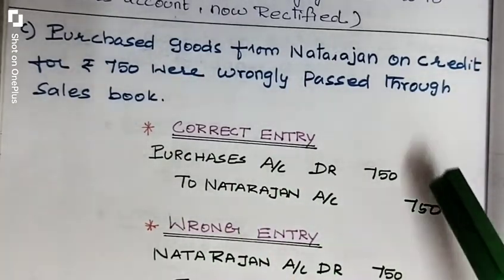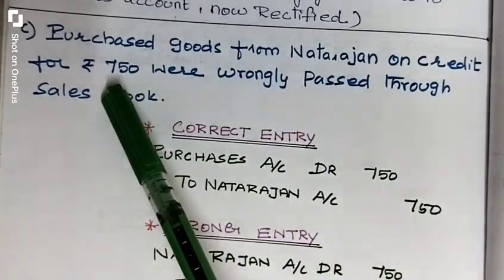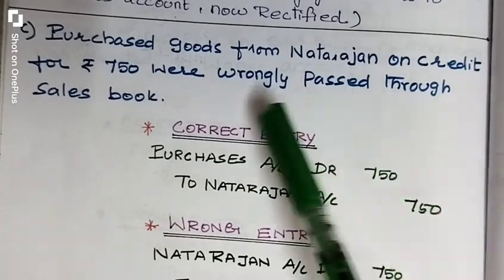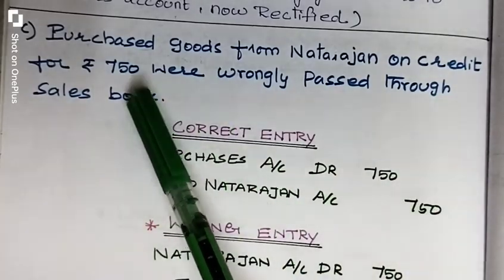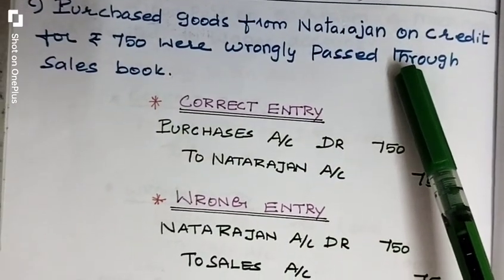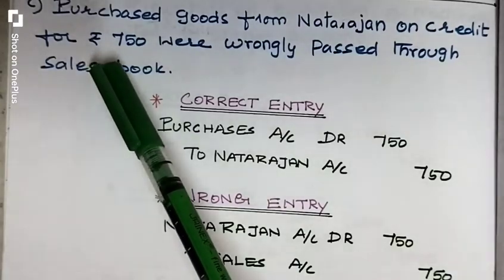Where is the error? Listen. Purchased goods from Natarajan on credit for rupees 750 were wrongly posted through the sales book. Instead of the purchases book, an accountant wrongly entered it into the sales book. This is the error.